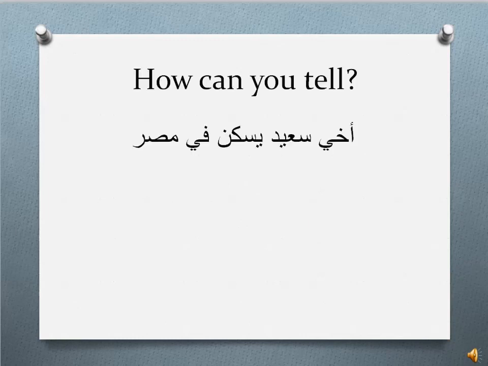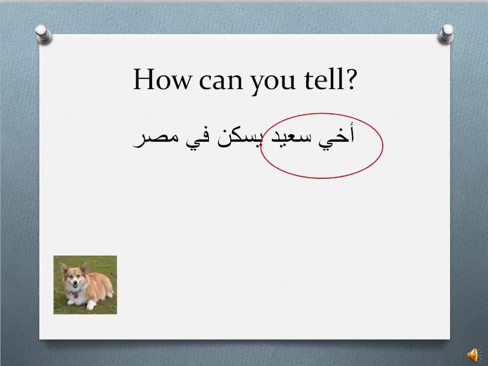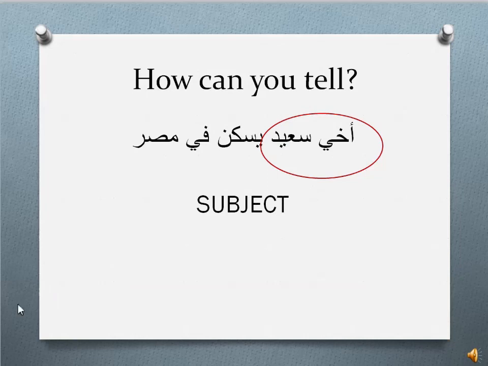So how can we tell? Take a look at this one. Now this is a tricky one. Think for a second. What does this actually say? Well, Akhi Sa'id. Now, what does that mean? What is the function? This is the subject of a sentence. Akhi Sa'id yaskun fi Masr. This person lives in Egypt. Now, this is why you have to know your case endings. Is this the correct case ending for a subject? No, it absolutely is not. So we know this is not a subject case ending. So this is saying, Akhi, my brother, Sa'id, whose name happens to be Sa'id. Akhi Sa'id, my brother Sa'id, lives in Egypt.